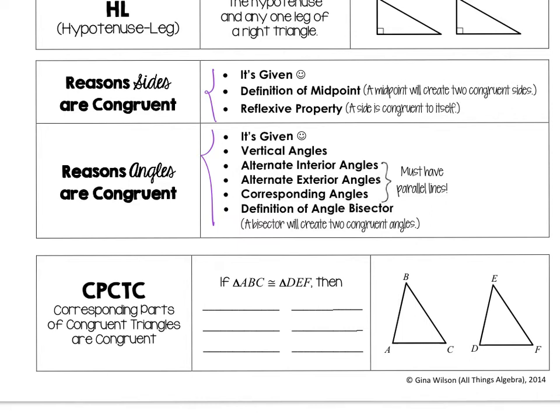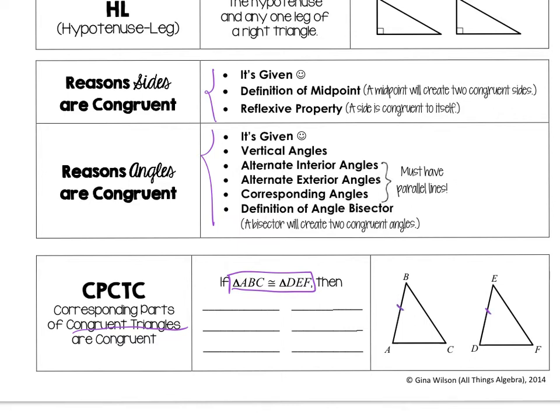Finally, there's another theorem that we're going to use. It's called CPCTC. It sounds complicated, but it's actually really meaningful and easy to understand. It stands for corresponding parts of congruent triangles are congruent. So what does that mean? That means, first of all, I already have congruent triangles, right? So in this example, if triangle ABC is congruent to triangle DEF, then all of their corresponding parts are congruent. What are corresponding parts?